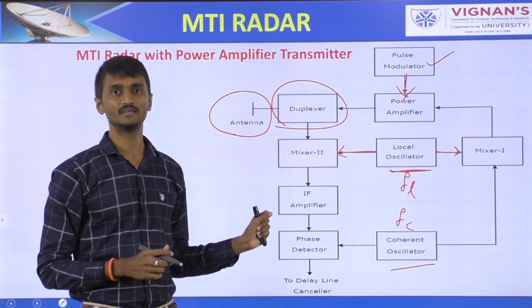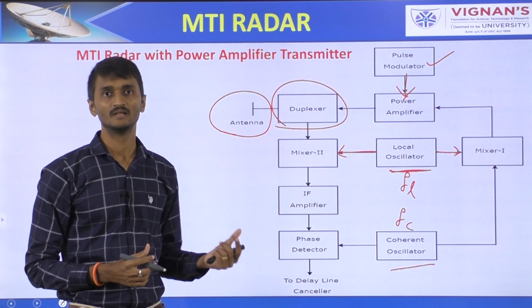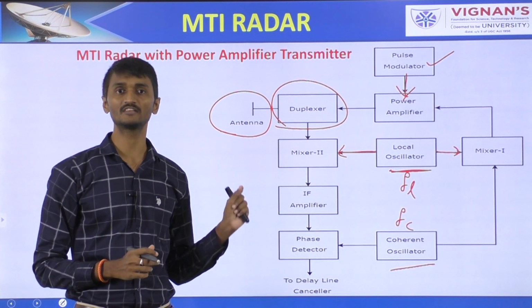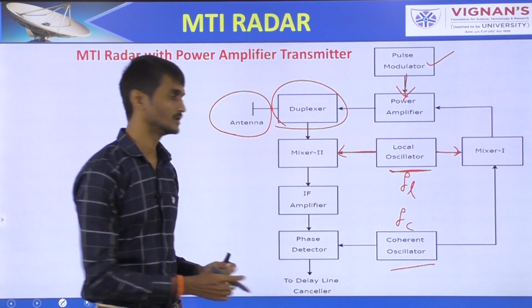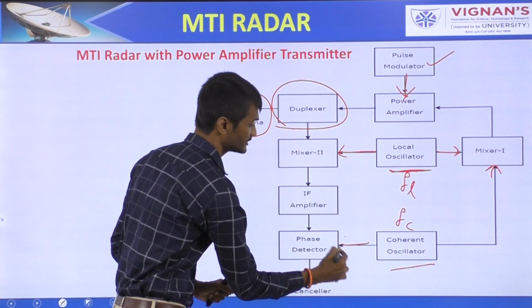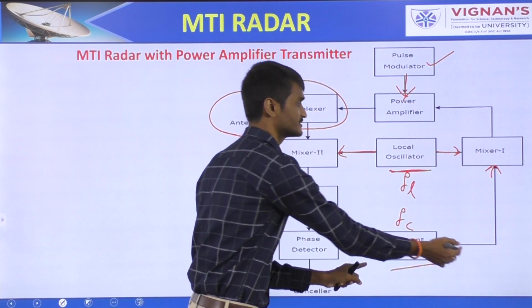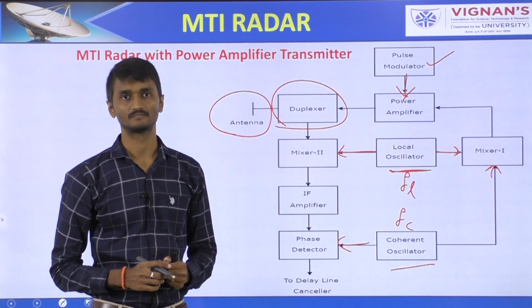Intermediate frequency FC. This signal is used as the reference signal. The output of the coherent oscillator is applied to both mixer 1 and the phase detector.